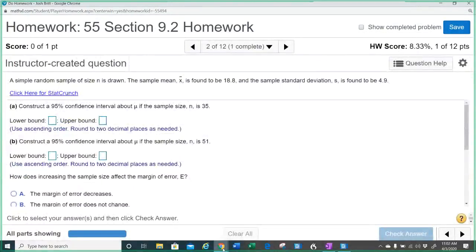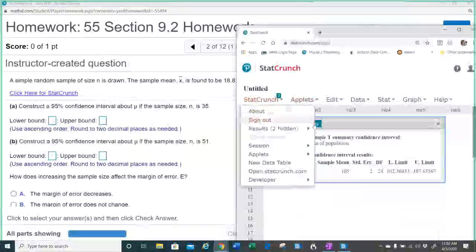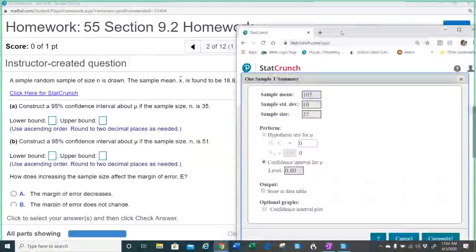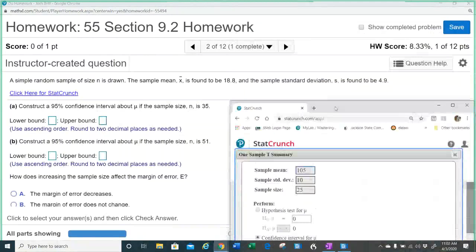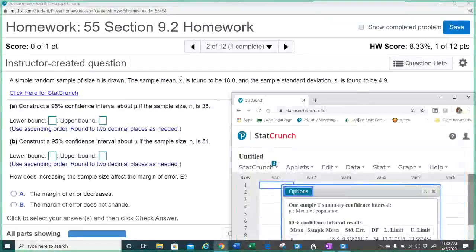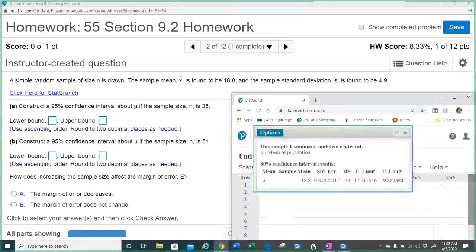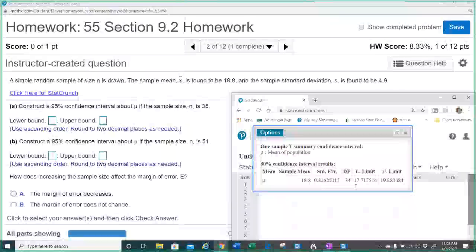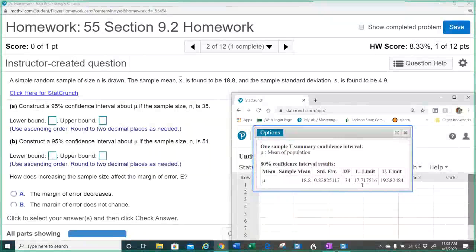Okay, so do another example. So just go back and change the sample mean. It's 18.8. Standard deviation, 4.9. Sample size, 35. And we get 2 decimals, 17.72 and 19.88.